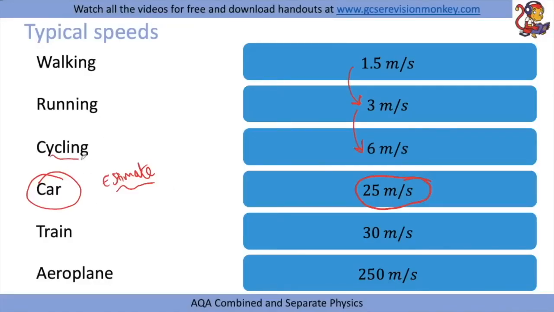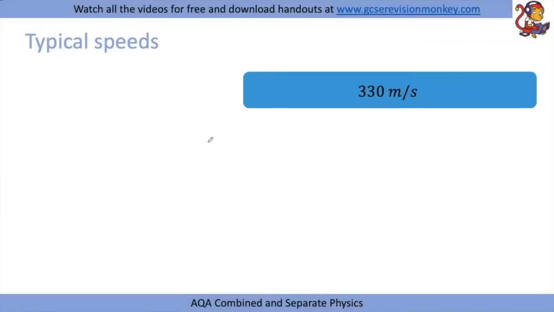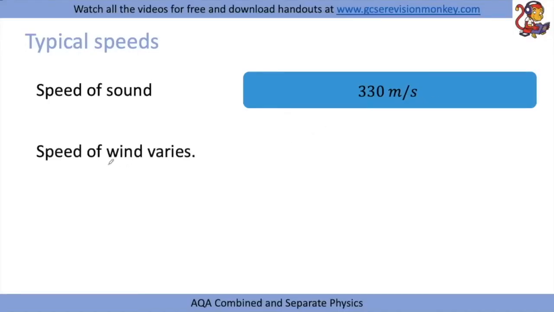Well, think that the typical speed of cycling is 6 meters per second. So these are just some facts to remember. A couple of other little facts then. Firstly, that the speed of sound is 330 meters per second. And also they just want you to have an understanding that the speed of wind varies. Sometimes it might be really fast wind, sometimes it would be really slow wind, as you probably know, but that's just one thing that they might ask you to apply your understanding of in the exam.